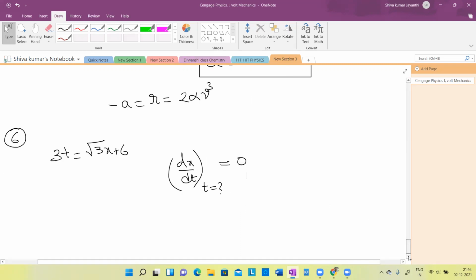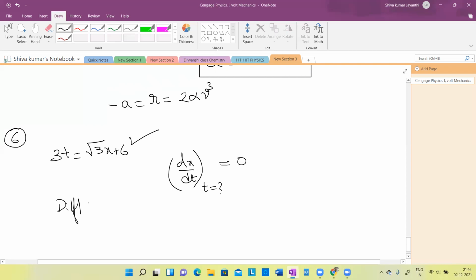Put that back in the displacement equation. When velocity becomes 0, we will get the time. That time we are going to take and substitute in the equation for displacement. This is the equation for displacement, no? If you put that time here, you will get displacement. Understood? So you differentiate this with respect to time on both sides.